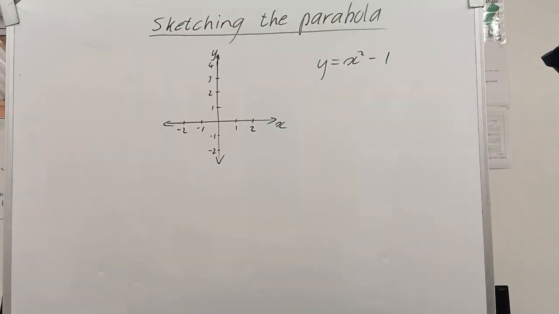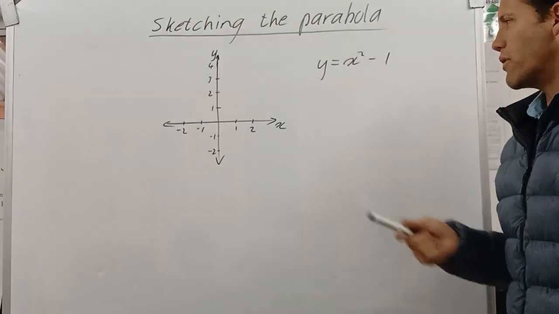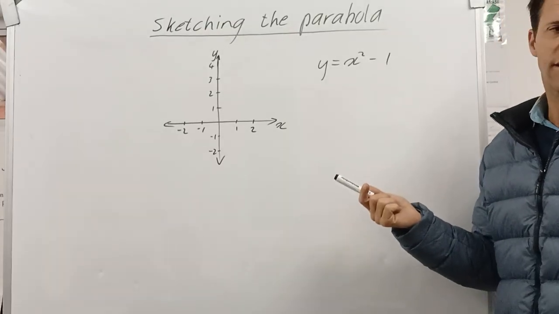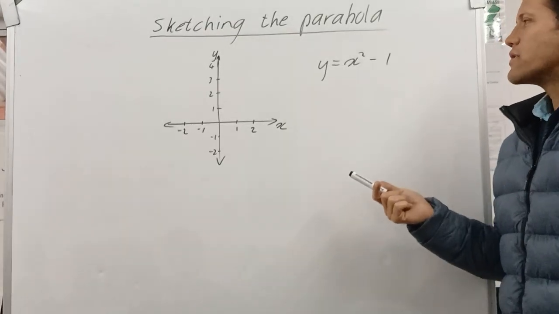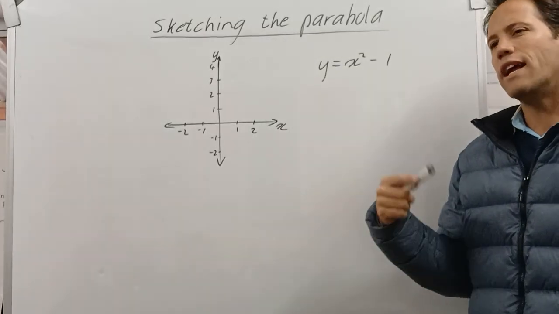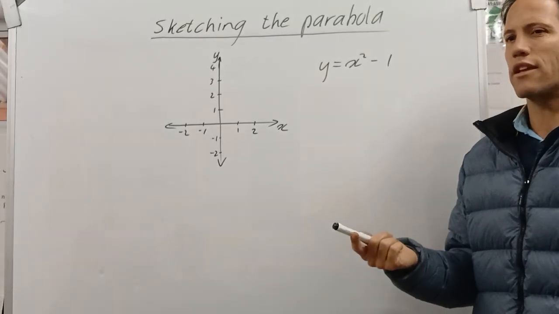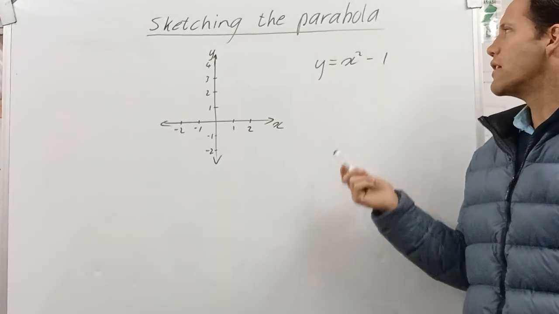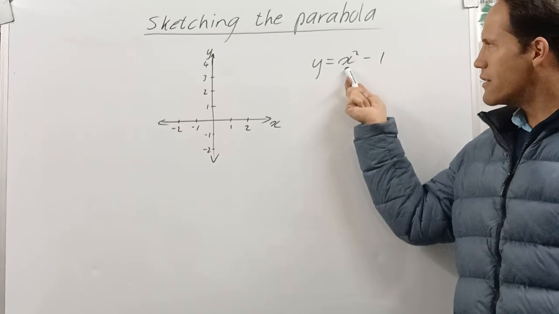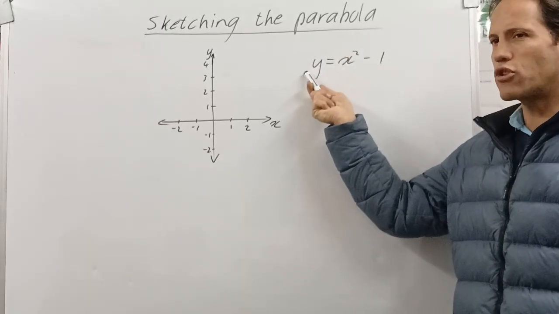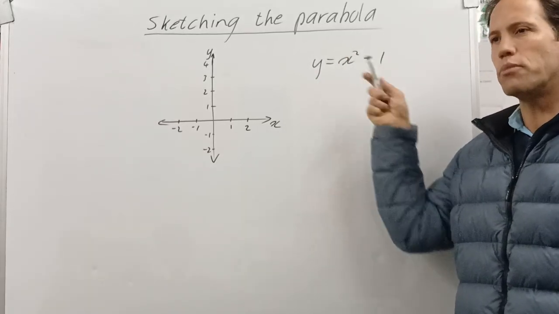Okay. So with sketching the parabola, you know by now how to sketch the straight line. The important thing with sketching graphs is you've got input values and output values. Any graph has input values and output values. You put something in to the place of x, you get something out. Y is what you get out. X is what you put in.